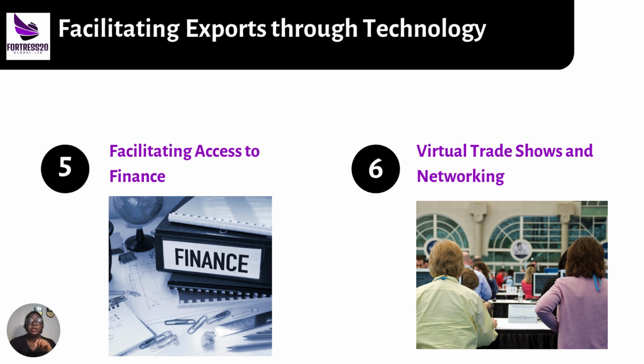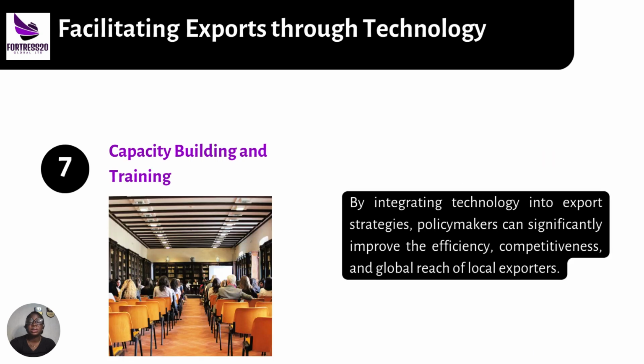Number six is virtual trade shows and networking. Technology enables virtual trade expos, B2B matchmaking, and global networking events. This helps exporters connect with buyers and partners without geographic limitations. Policymakers can support and organize virtual trade events to facilitate global engagement for local businesses.